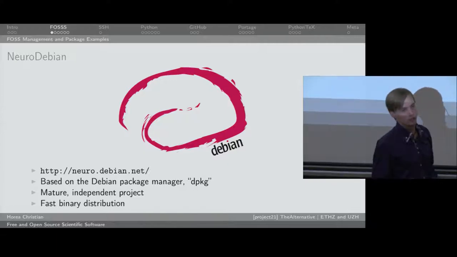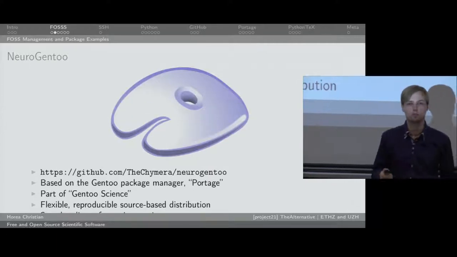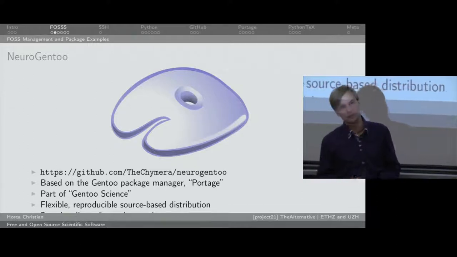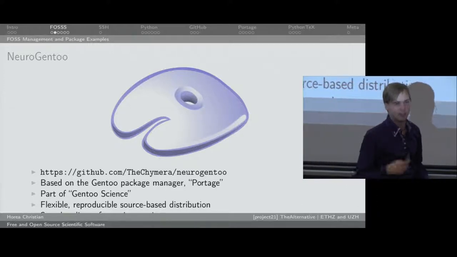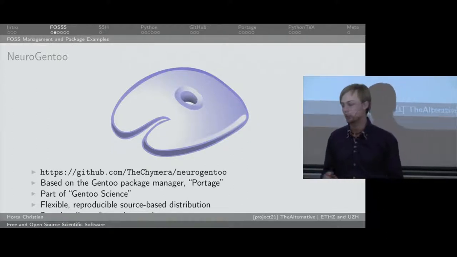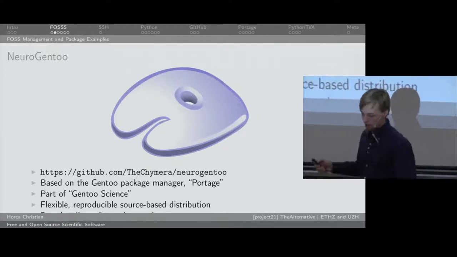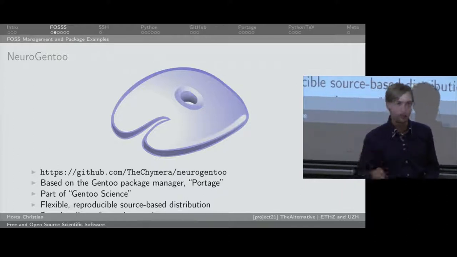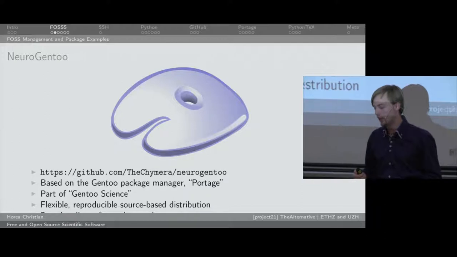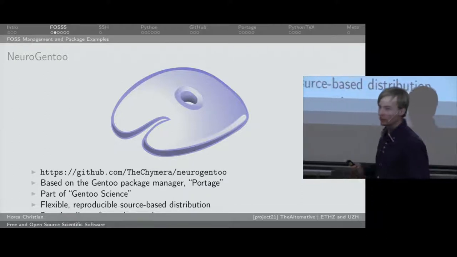Another large repository of neuroscience software, although considerably smaller than NeuroDebian, is NeuroGentoo. It's practically the same thing. It's actually not at all the same thing. It's a similar thing which is built on top of Portage, the Gentoo package manager, instead of Debian. It's mainly developed here at the ETH, mainly by myself and a couple of colleagues. And practically, it's source-based.